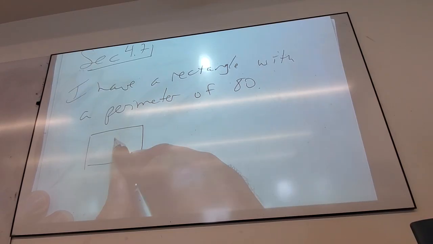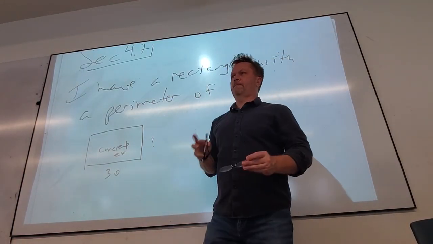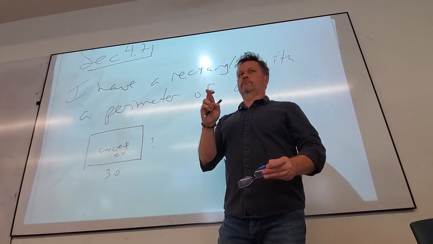Here, let's do some concrete examples. What if this was 30? What would this have to be? Be really careful. If that's 30, what would this length have to be? Half of 10.